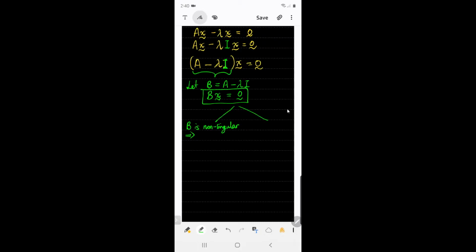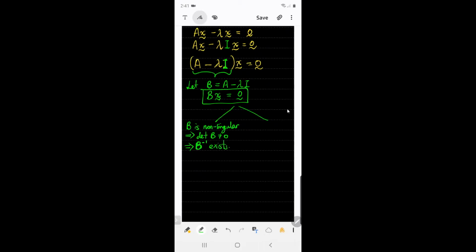Determinant of B is not equal to 0. Okay, what else can you deduce? When I said B is non-singular, that means the determinant of B is not equal to 0. Therefore, what else can you deduce? There is an inverse. B inverse exists.